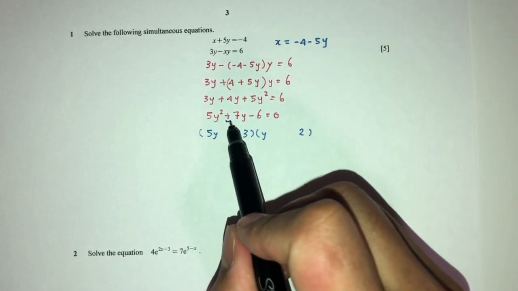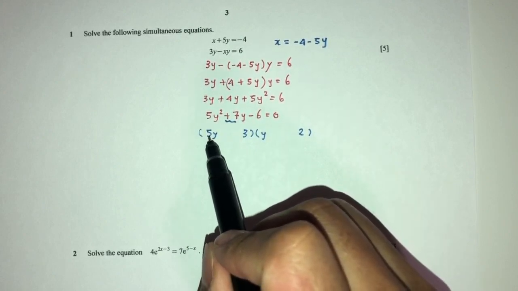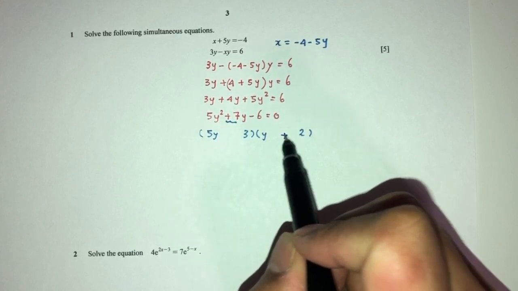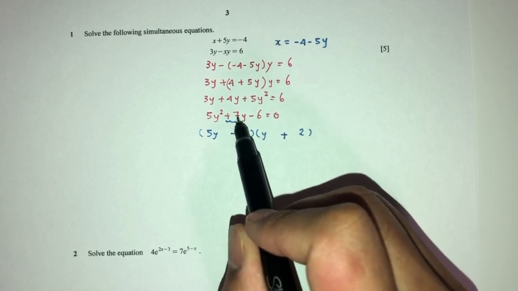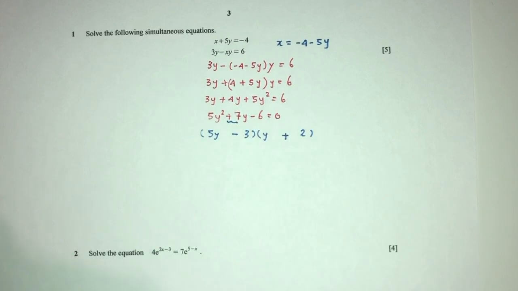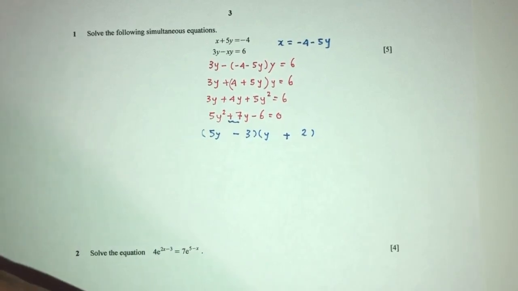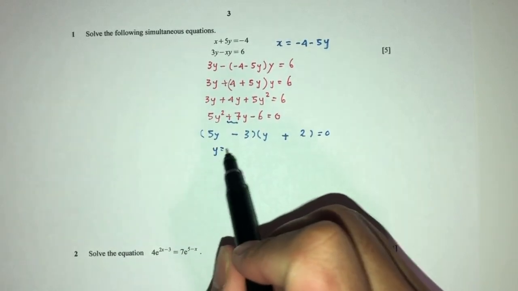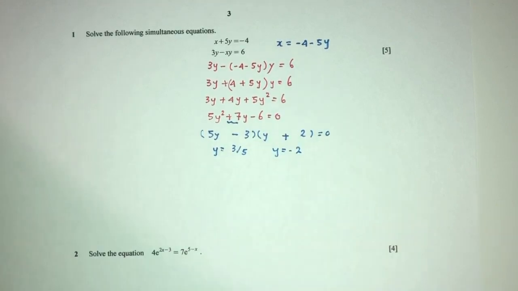to get plus 7. Plus 7y will be plus 10, so we always take the first one multiplied by the last one. So 5y times plus 2, that will be plus 10, and then minus 3y, that will give me plus 7y. So this will be my factorization for this equation. Now again, if you guys don't know how to factorize, you can always use the formula, right? So y should be what? 3 divided by 5, y should be minus 2.